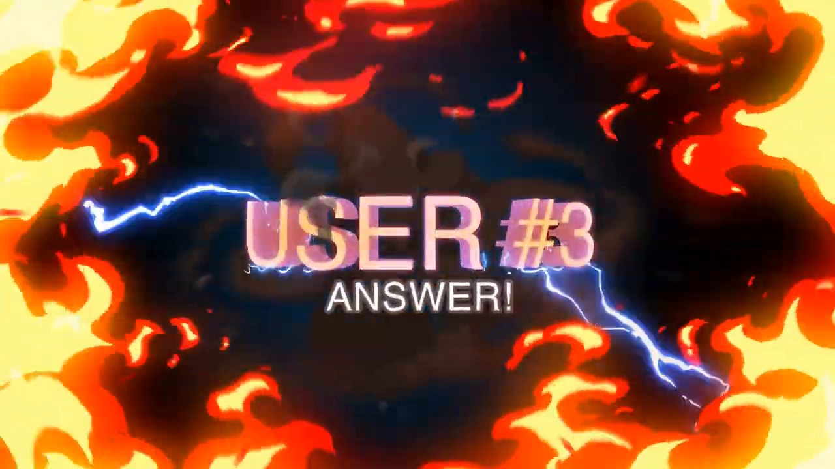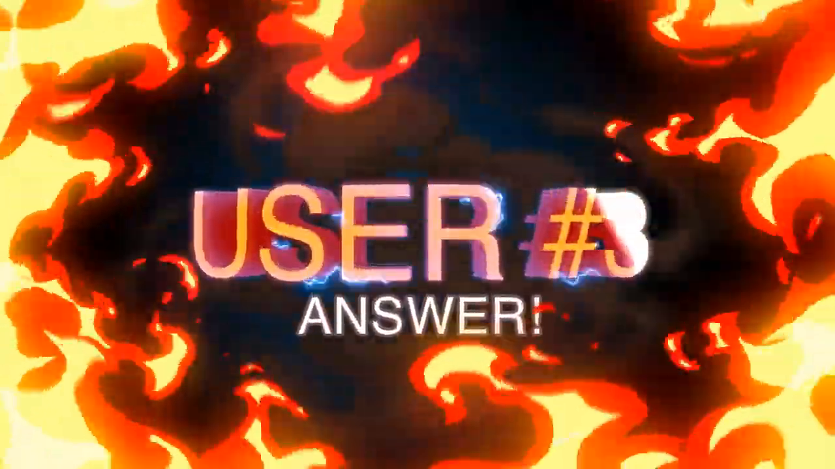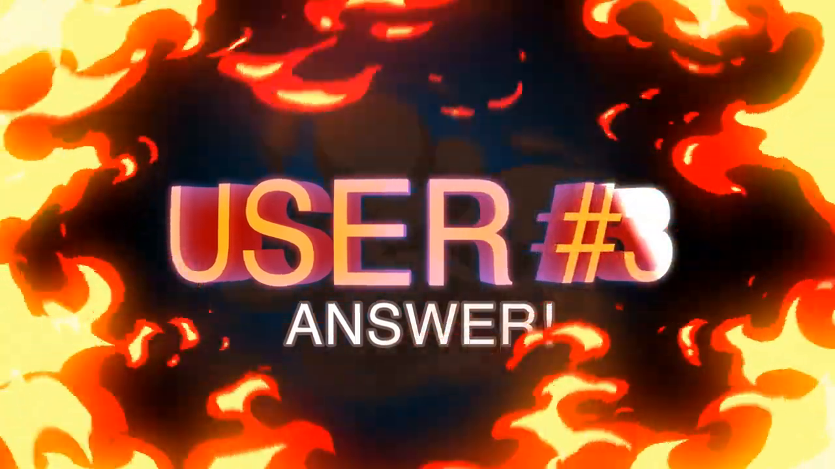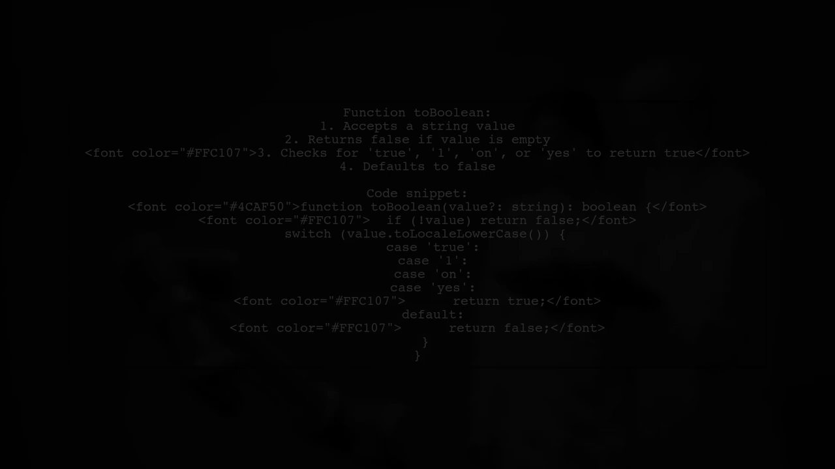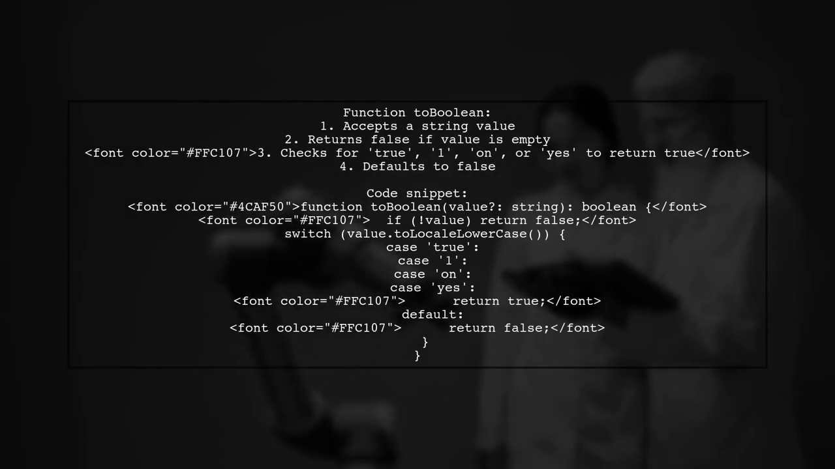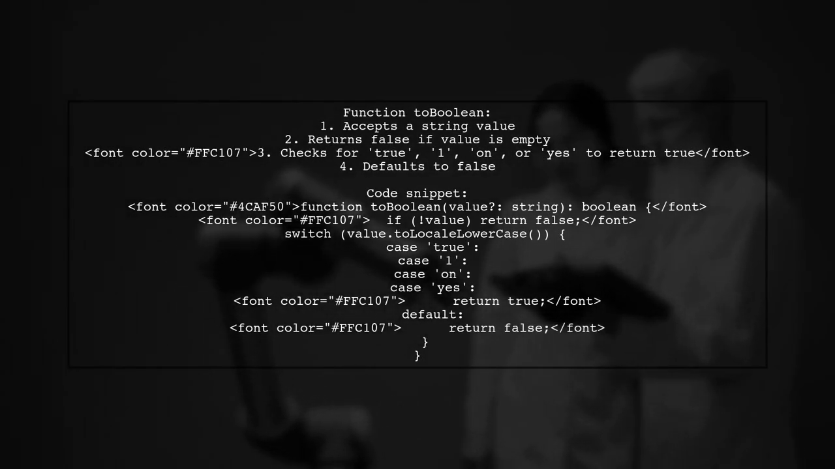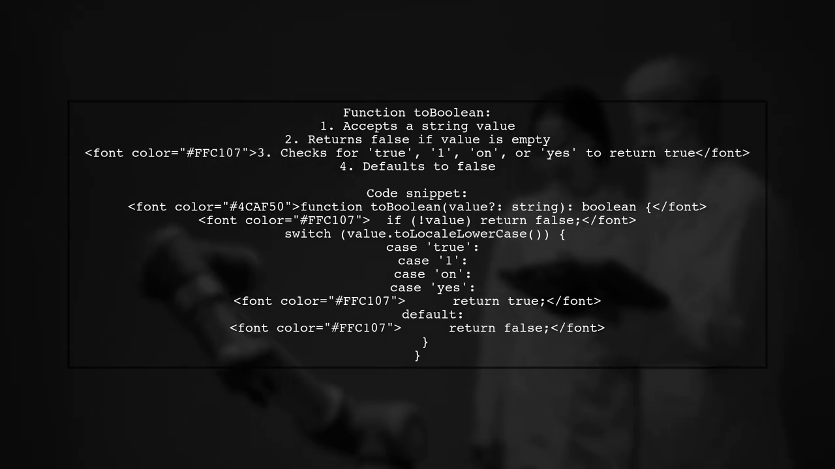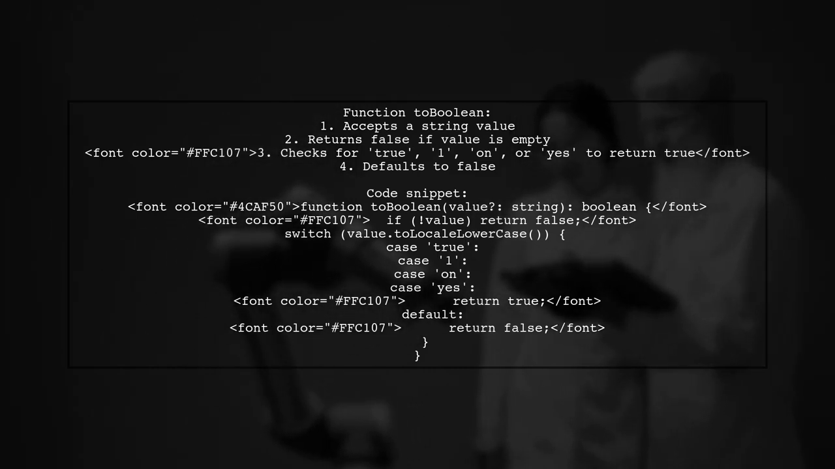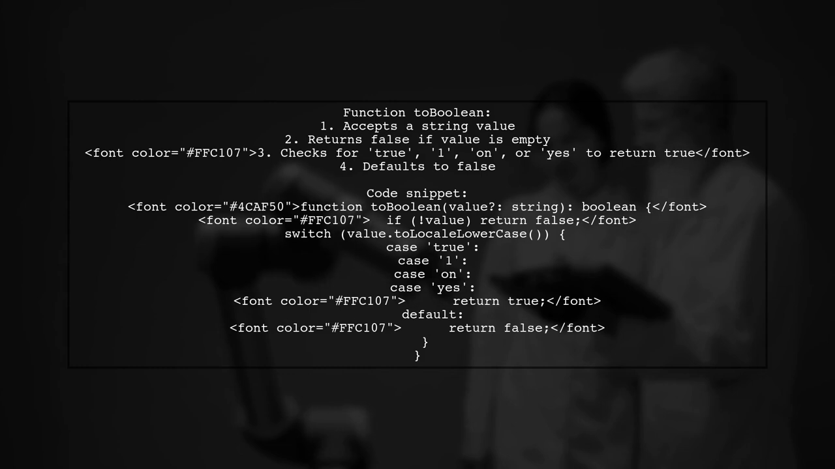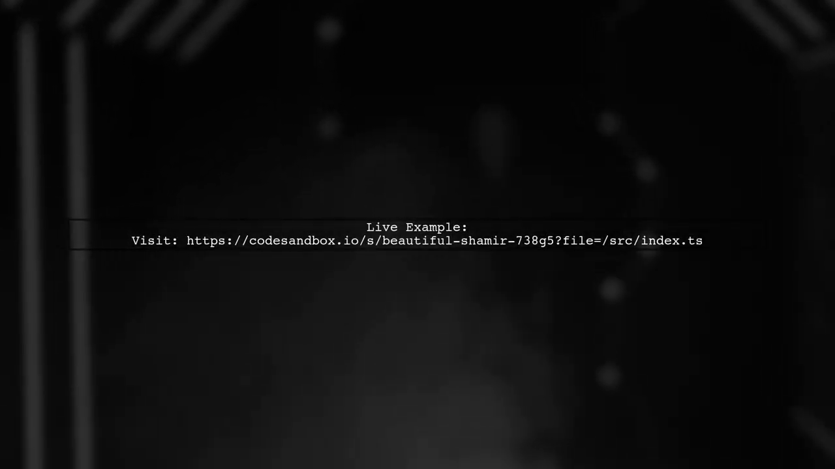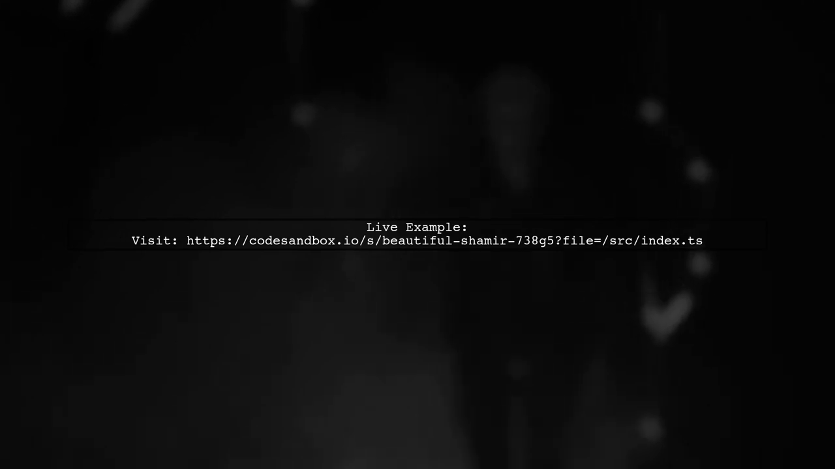Let's now look at another user-suggested answer. To convert a string to a Boolean in TypeScript, you can create a function called toBoolean. This is useful when dealing with environment variables, for example, using process.env in Node. You can find a live example of this function in the provided code sandbox link.